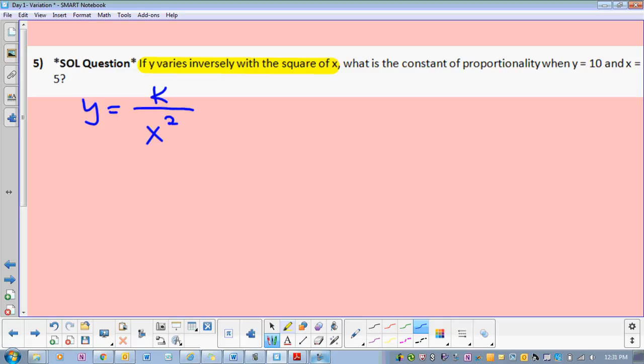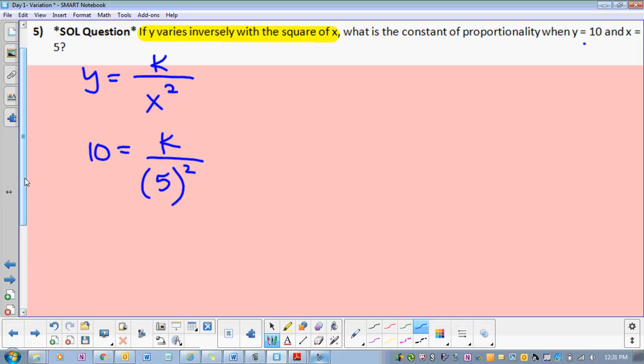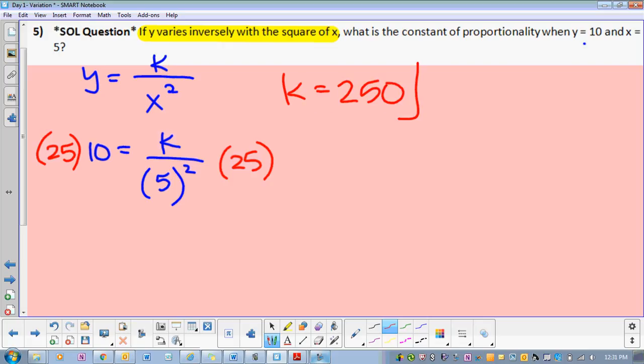What is the constant of proportionality? So they're saying find the what? K. So find K when y equals 10, x equals 5. Right? And you don't have to do anything else. They just want you to find the K, the constant of proportionality. So this is what? 50. 25. So K equals 250.